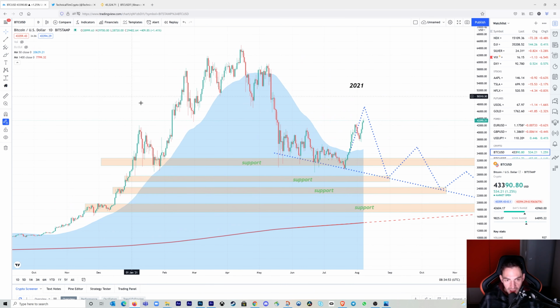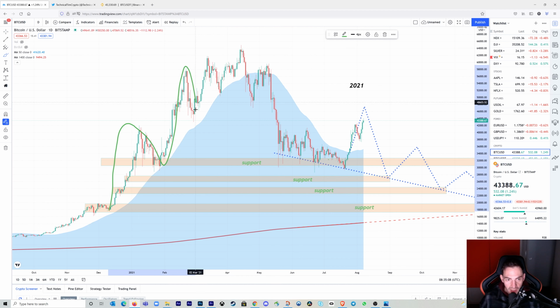Okay, so what we're looking at here is a daily chart, and we're looking at this blue shaded area, which is the 50-day moving average. Now, the reason I'm bringing this up is because throughout the history of Bitcoin, we always tend to bounce off the 50-day moving average and come back to it. You can see that we do that at all these points here. Now, right now, we are extended away above it. We're about 25% extended away from the 50-day moving average.